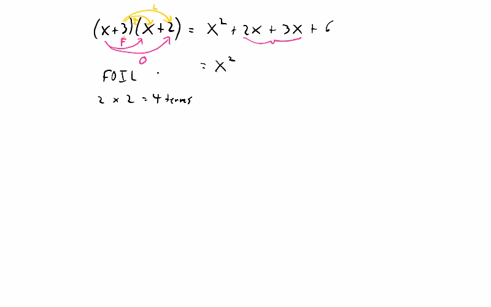So we end up with x squared, and then 2x plus 3x gives us 5x, and then we add on the 6. So the simplest version of the product would be x squared plus 5x plus 6, in descending order.